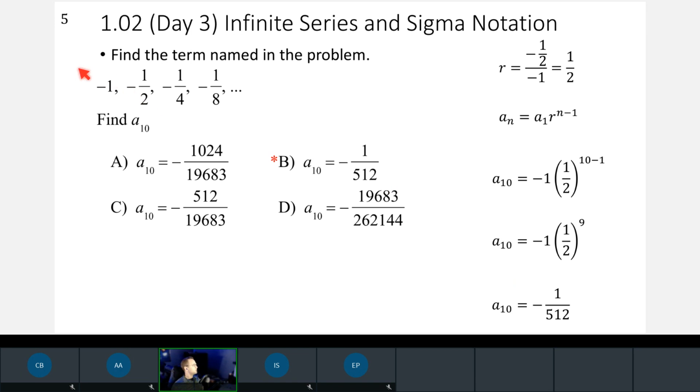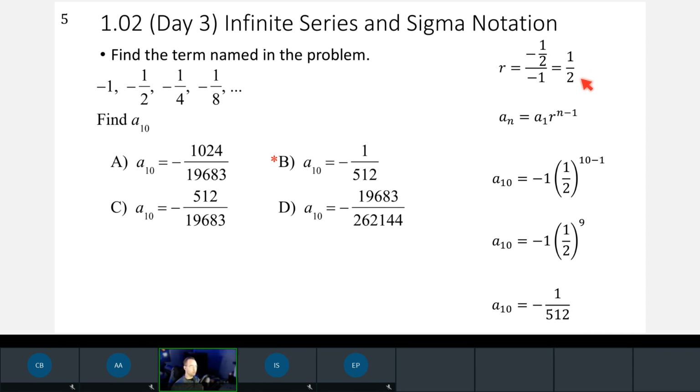All right, number 5 here. Find the term named in the problem. So we want to find a sub 10. I don't tell you if it's arithmetic or geometric, so you need to figure that out first. So -1 to -1/2 to -1/4 to -1/8. Well, to me, it's pretty clear you're multiplying by a half every single time. So your common ratio is a half.